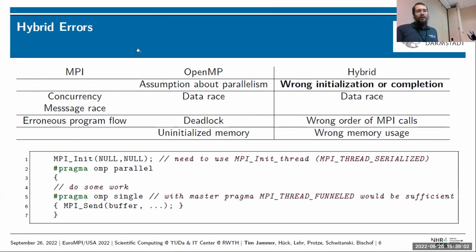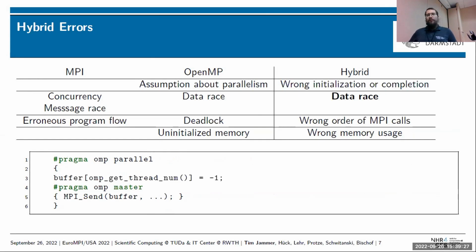So one thing, OpenMP has this error class, assumption on the degree of parallelism. And the way it works in MPI is that you have to initialize your MPI program correctly. If you have an example like here, you see that there are several threads, and then you should use MPI_Init_thread instead of MPI_Init with the proper level of thread support, of course.